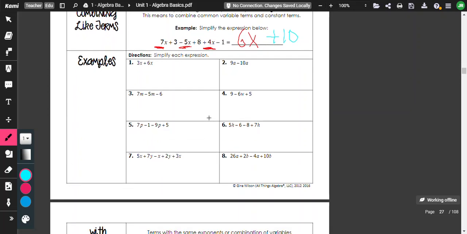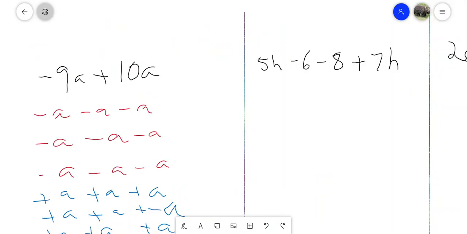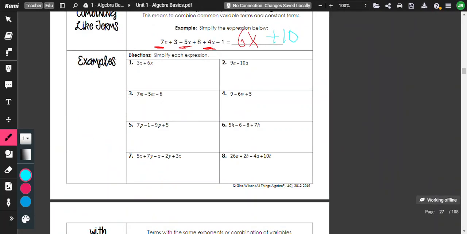I'm going to pop over to the whiteboard and we can try some examples. So I took the liberty here to write out what some of these terms would mean in almost like a picture form. For example, let's see here. Number 2 is 9a minus 10a.